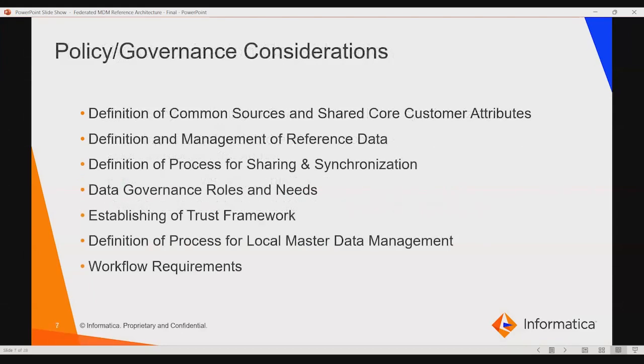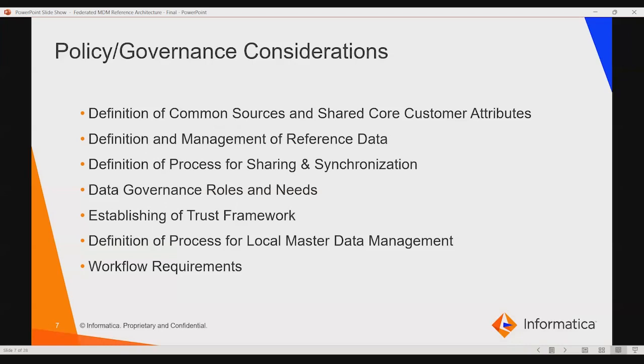There are some policy and governance considerations as well. So let's look at those. One is definition of common sources and shared core customer attributes, for sure. One is the definition and management of reference data. One is the definition of process for sharing and synchronization, data governance roles and needs, establishing of the trust framework, definition of process for local master data management, and what are the workflow requirements.